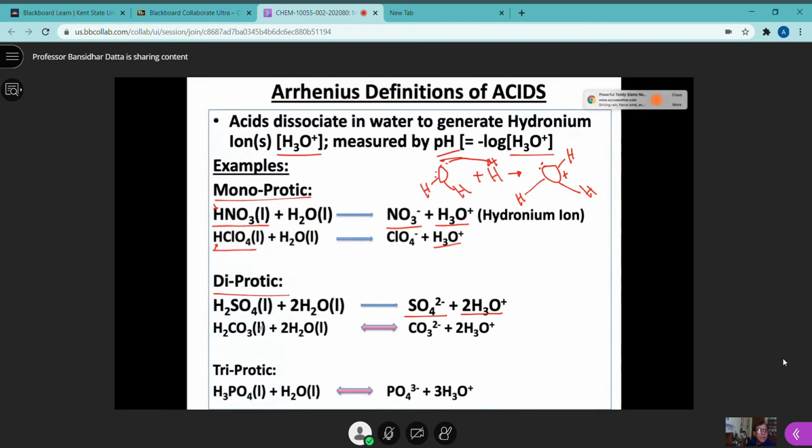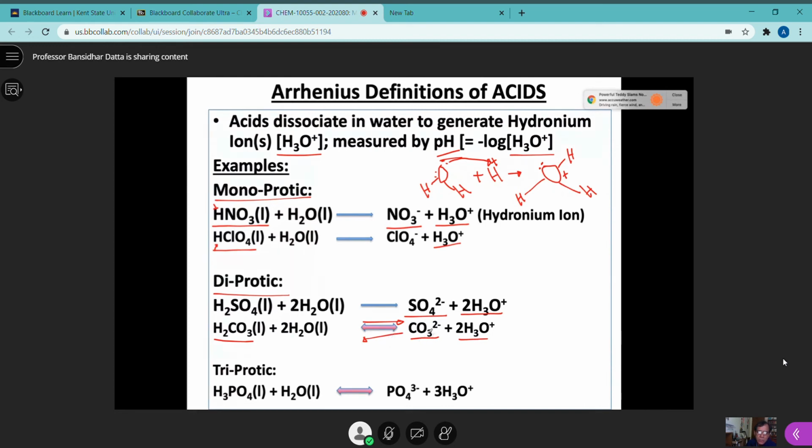You can take another diprotic acid, carbonic acid, H2CO3. Water, you get the carbonate and 2 hydronium ion. And this arrow indicates, I cannot write the reversible, I can, but this one basically looks like this, goes like this and goes like this. So reversible. What does reversible mean?